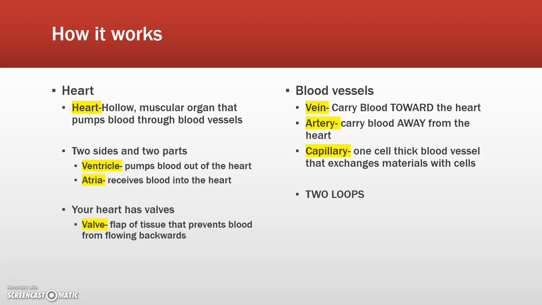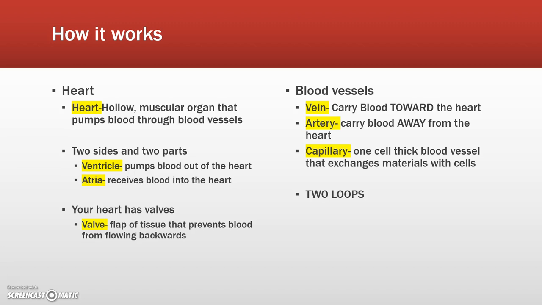And then atria are basically storage containers where they receive the blood into the heart, hold it until the valve can open and pump it into the ventricle to be sent away. So valves are flaps of tissue that prevent blood from flowing backwards. So if you didn't have a valve, you'd have a whole lot of problems.